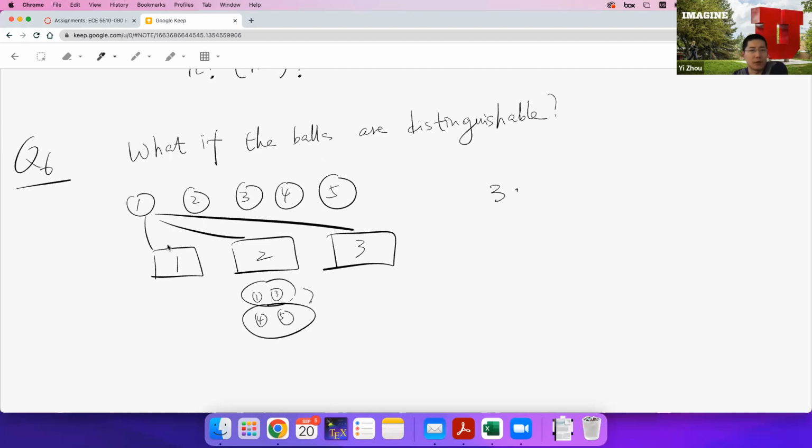For the second ball, how many choices do I have? Once I place the first ball in the boxes, I don't care which box I placed it in. Once I place it, for the second ball, how many different choices do I have? Is there any restriction on this?